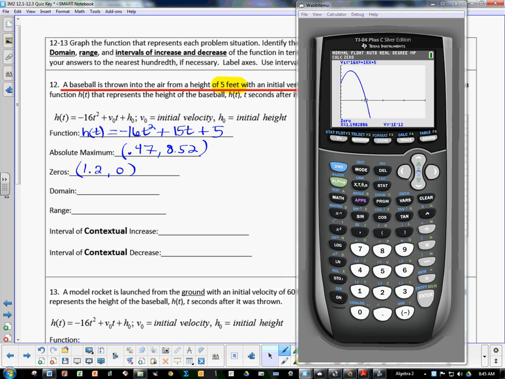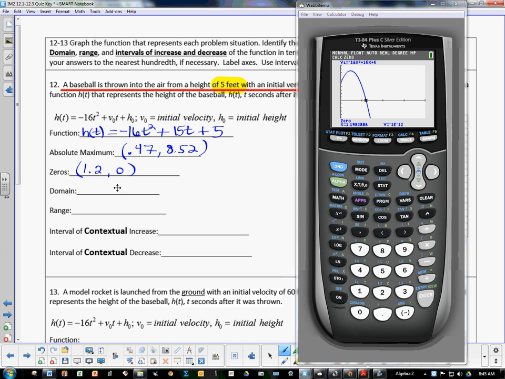Hey, do you guys know what that 0 really means? What does that mean? If you were to put some information here on what this represents, this 1.2 means? Logan? After 1.2 seconds, the ball will be on the ground. Yes, after 1.2 seconds, the ball is going to return to the ground after it's been thrown up in the air. Okay? That's not bad.